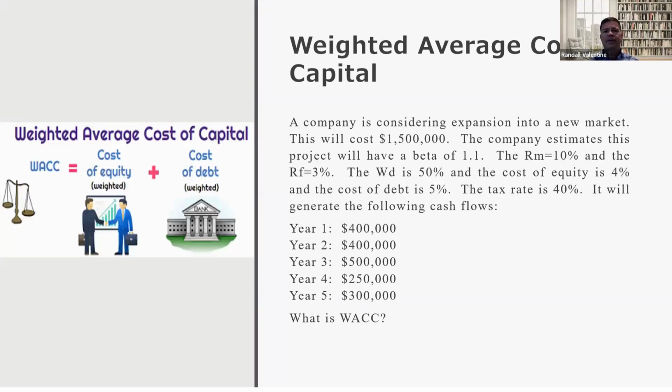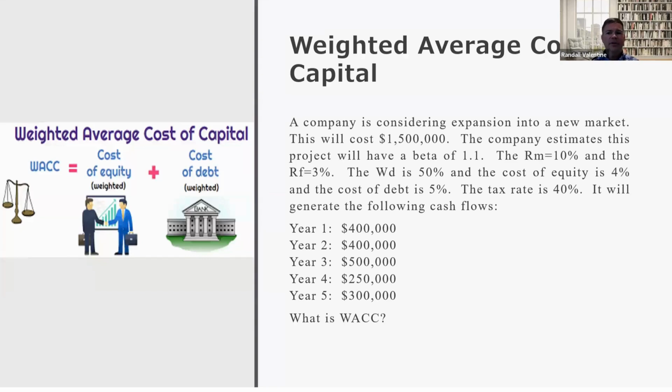Weighted average cost of capital. So the weighted average cost of capital is the cost of equity that's weighted plus the cost of debt that's weighted. So what we're looking for here is what is the weight of debt? What is the weight of equity? What is the cost of debt? What is the cost of equity? And then the tax rate. So what we're doing in this problem is we're going to read through looking for those things: weight of debt, cost of debt, weight of equity, cost of equity, and then the tax rate.